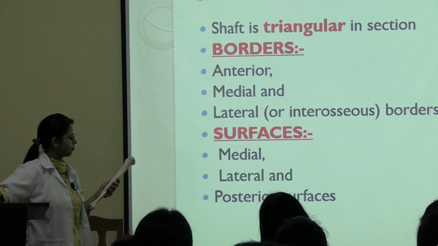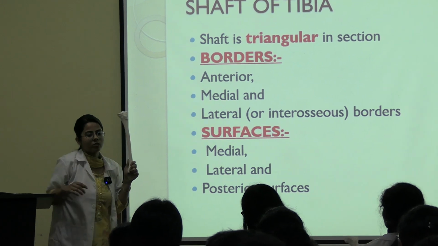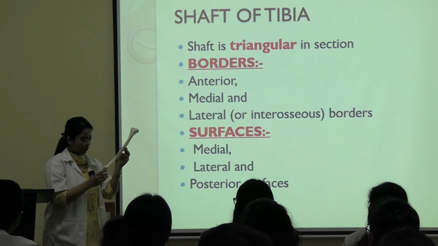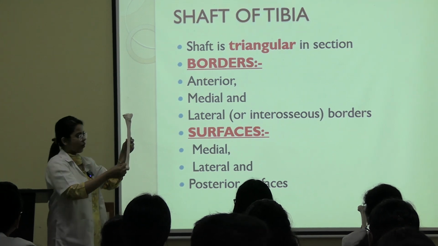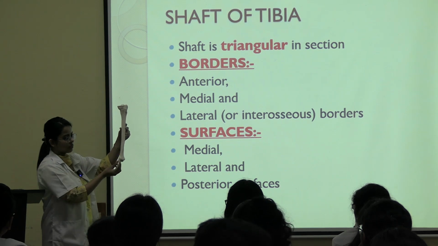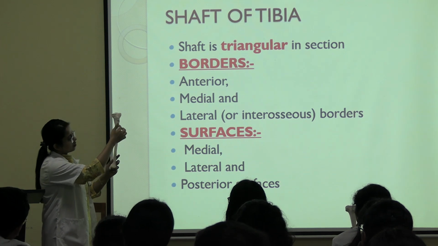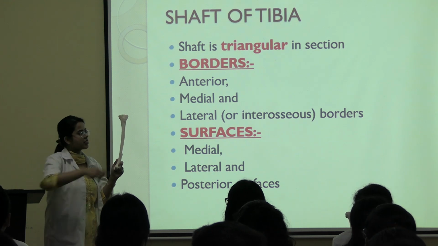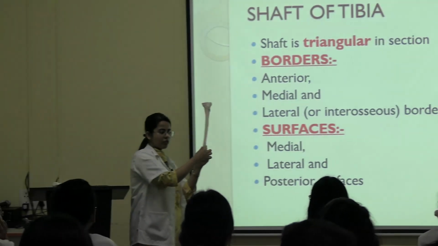Let's move to shaft. So if we do a cross section of this bone, it will be triangular in cross section, okay, of the shaft. This part is shaft, okay. So now it has many borders. What are the borders? So what is this border? As I said earlier, anterior border, okay. This border will be medial border, okay. This border, lateral border or interosseous border. So what are the borders? Anterior border, medial border and lateral border or interosseous border.